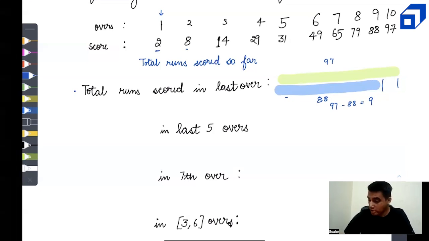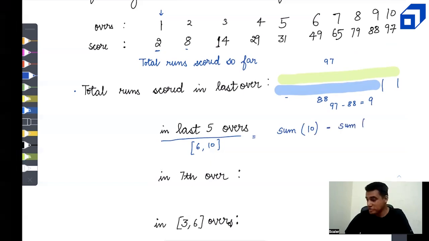Now let's talk about what would be the total number of runs scored in the last 5 overs. By that I mean, the total number of runs scored from the 6th to the 10th over. Look closely, this is a range, and I would be finding the sum of all the elements in this range. So over here, I would say: give me the sum of the total runs scored in the first 10 overs, and I'll subtract from it the total runs scored in the first 5 overs. And this will give me the runs scored from the 6th to the 10th over.